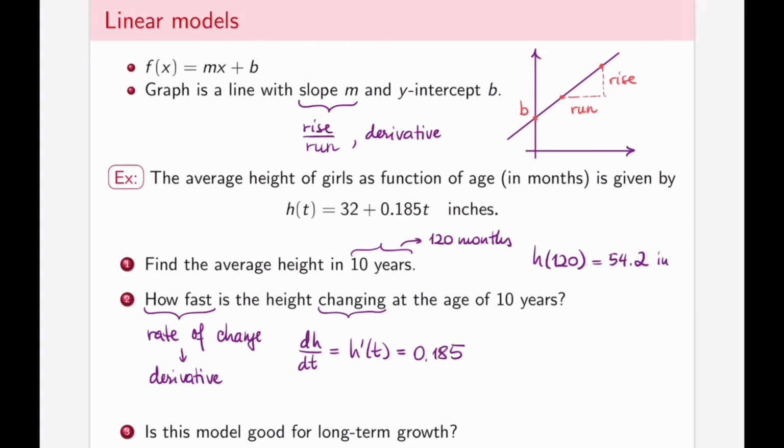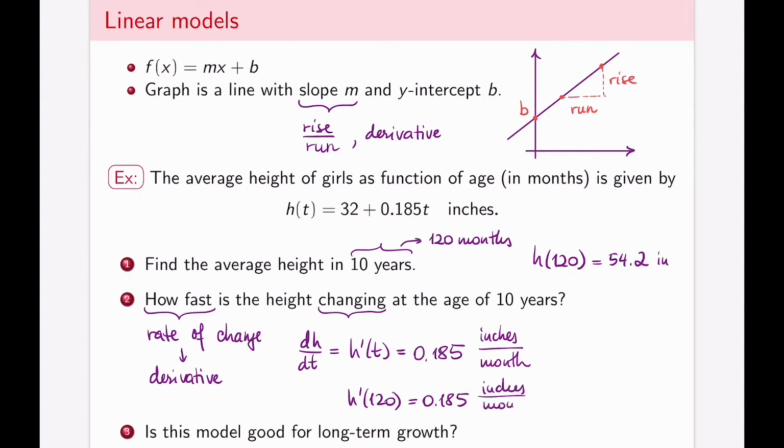Now it comes with units, so again, taking a look at this notation is probably going to make it easier to come up with units. The units for h, which are the units of the top here, were inches, and the units of the time, which are on the bottom here, were in months. So overall, I have inches per month. So we notice that the rate of change here is a constant. So when I want to plug in 10 years or 120 months from the birth of the child, I'm going to get the same exact number of 0.185 inches per month.